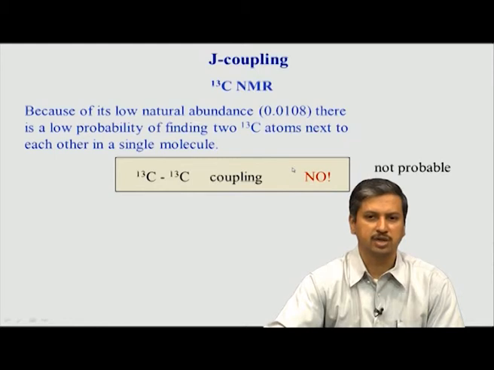Now, let us look at the J coupling. We have looked at the chemical shift values in the case of carbon, so now let us look at the J coupling. In J coupling, one thing you have to keep in mind is the very low natural abundance of carbon. The carbon, as I said, is about 1%, meaning 0.01.